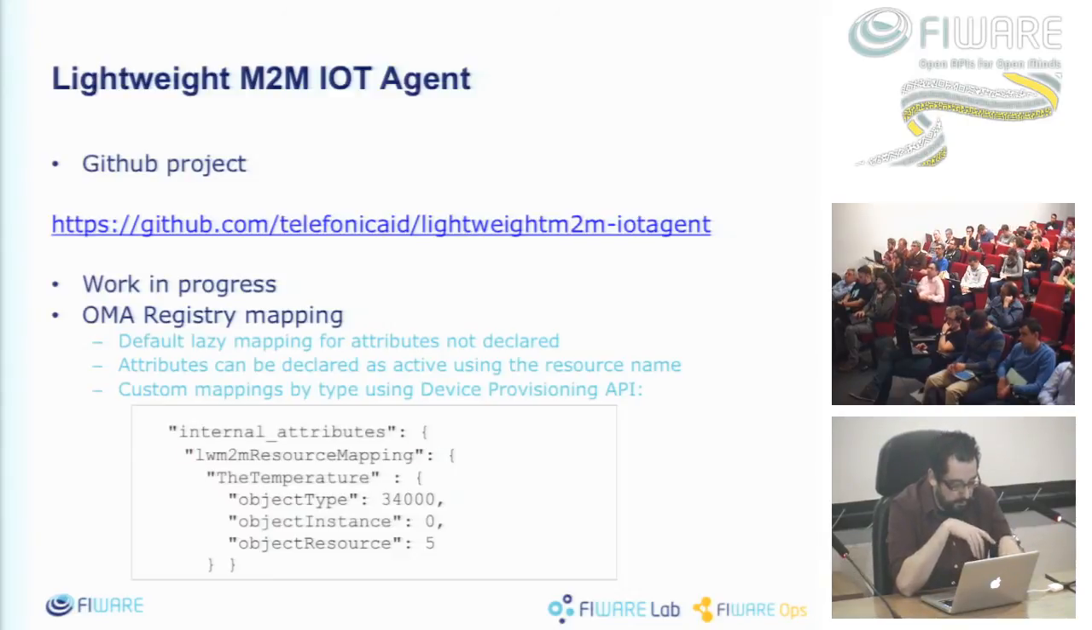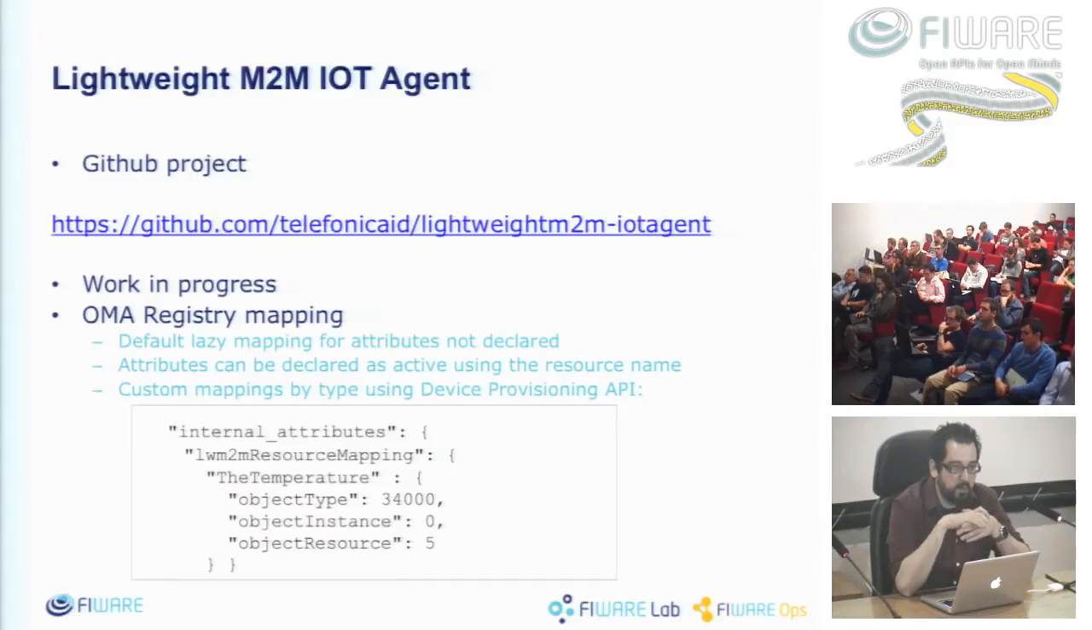As I told you before, there is an internal attributes section you can add in the configuration API or the provisioning API that can be used to map specific types to specific object ID or resource ID specifications. This is an example of that kind of mappings. These mappings have two motives, or can be used in two different situations.